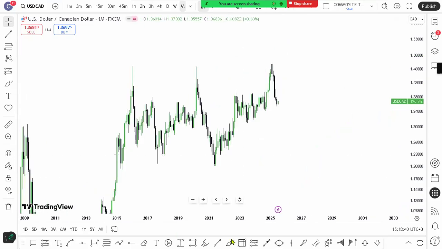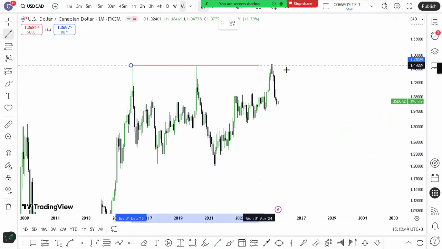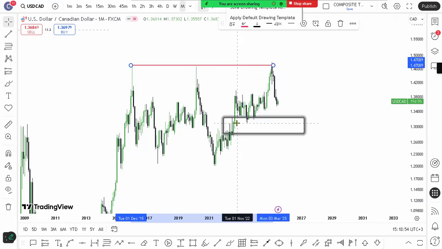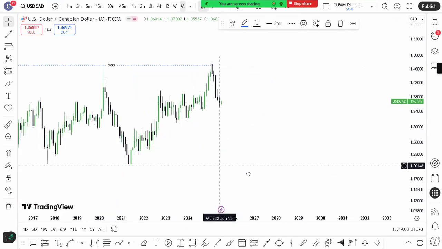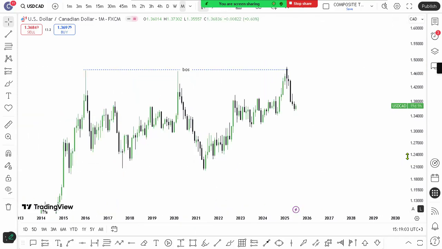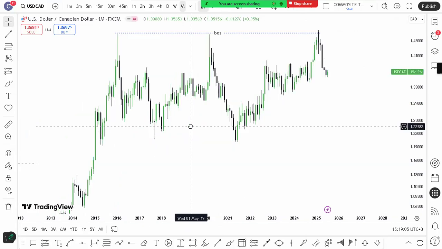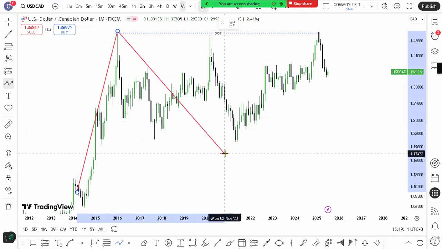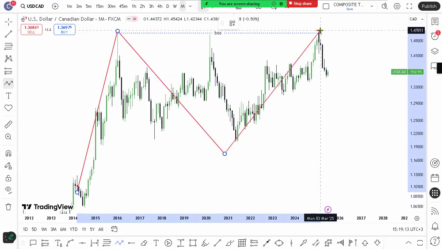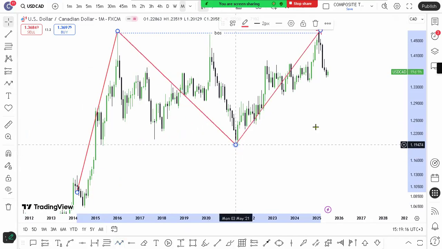If this is the most recent trend, we can see that on the monthly time frame, this is where we have the most recent break of structure. All right, this is the most recent break of structure. On this break of structure, we get to see that the market was really pushing higher, and this is the low, and this is the high. This is a low here.